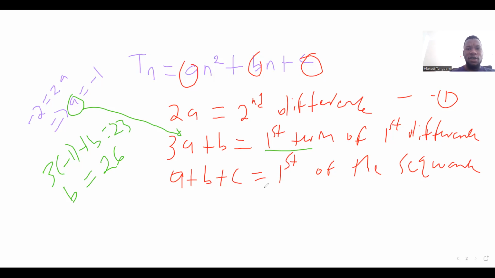Okay. So now we have a and b, which we need to substitute here, and then substitute a as well here. And then now we solve for what? We solve for c. But how do we get c?